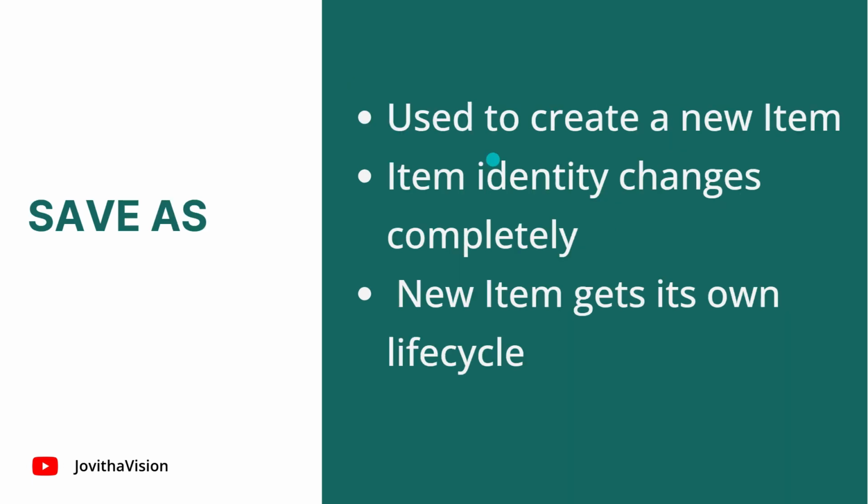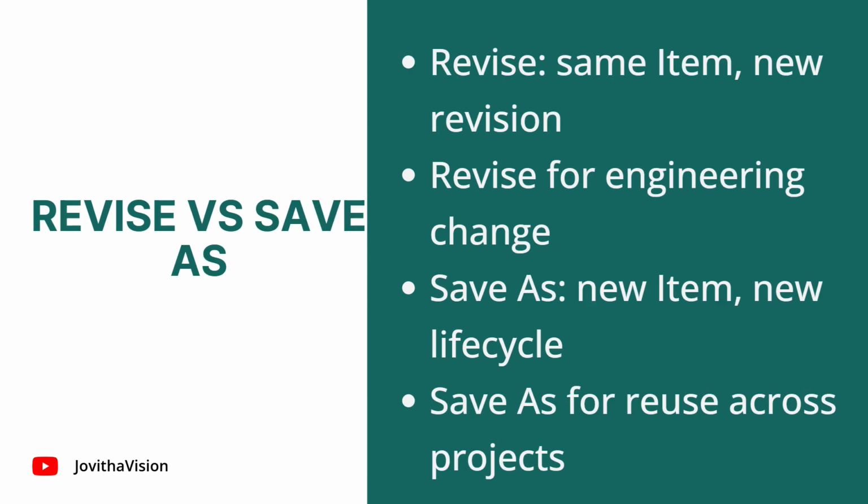Now, let's talk about save as. Save as is used when we want to create a new item based on an existing one. Here, the identity itself changes. For example, when a part is used for another project, save as creates a new item ID with its own life cycle. So, remember this clearly. Revise creates a new revision, save as creates a new item.